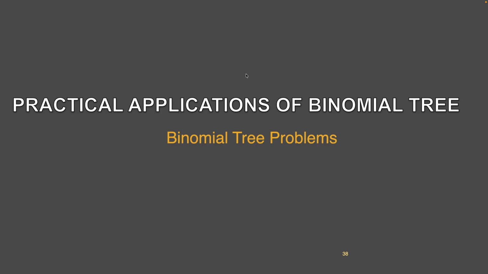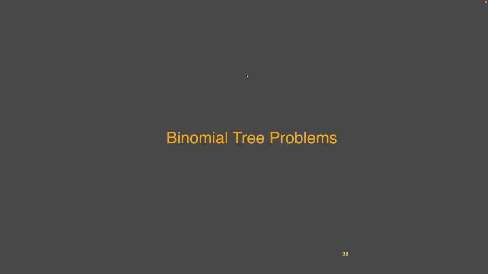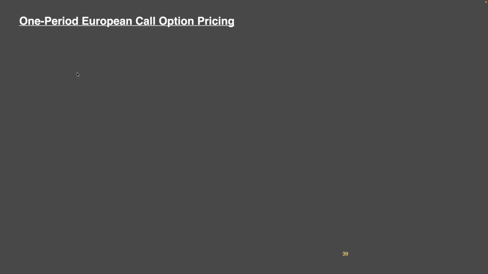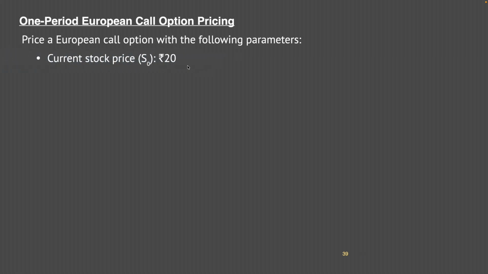Let us discuss some problems on the binomial tree. We will first solve some problems on one period European call option pricing and slowly graduate to two and three stage or three period European and American option pricing. So the price of a European call option with the following parameters are available.